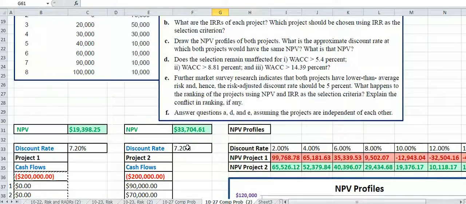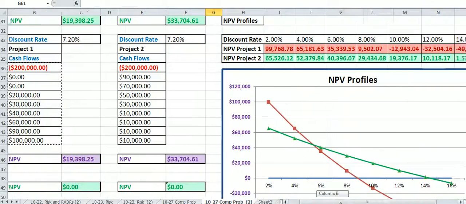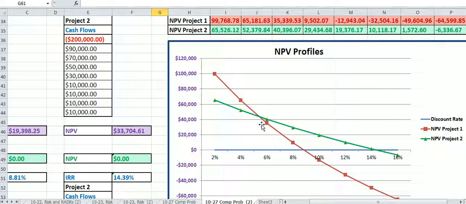Okay, let's see what else we need to do here. So now we want to look at what discount rate would cause both of these projects to have the same net present value. Well, the easiest thing to do is just come down and look at our graph and see where the crossover point right here is. So we could approximately see it's a little bit over 5%. We don't know exactly what it is.